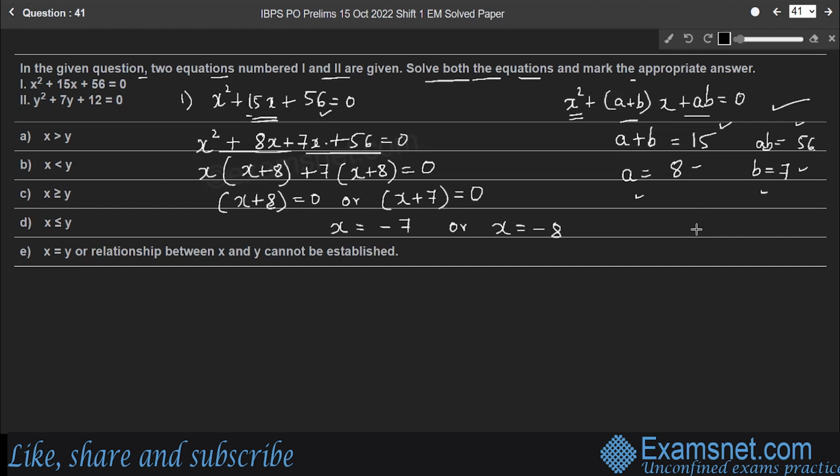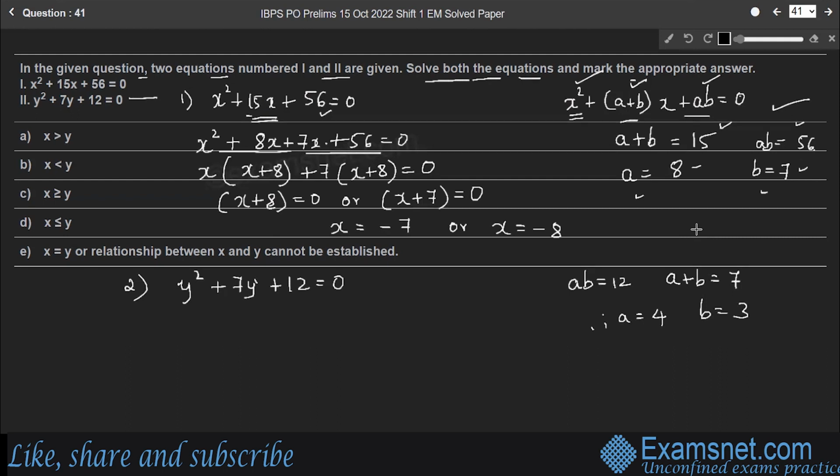Right? Now consider the second equation to find the value of y. So y square plus 7y plus 12 is equal to 0. Again, a quadratic equation in the form of x square, in place of x, here is y. So y square plus a plus b into y plus ab is equal to 0. Right? Here ab is 12, a plus b is 7. Therefore, a is equal to 4, b is equal to 3.